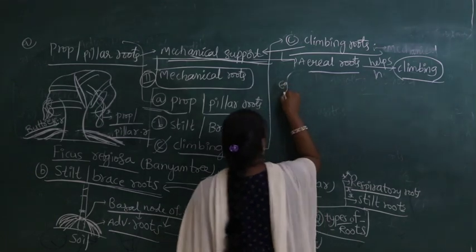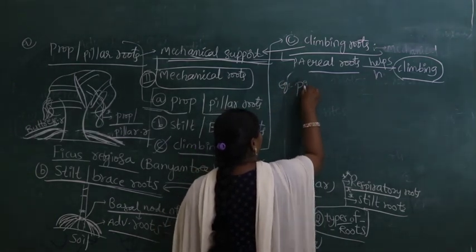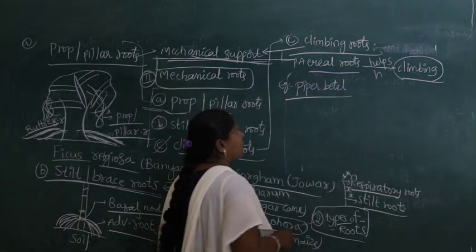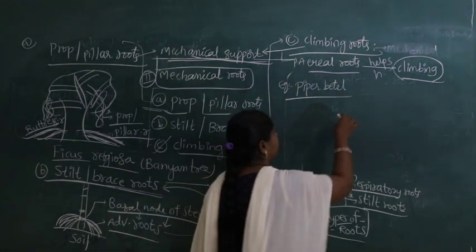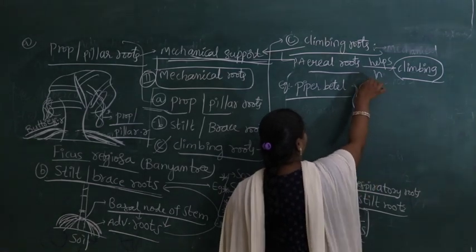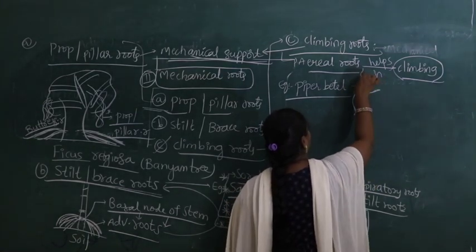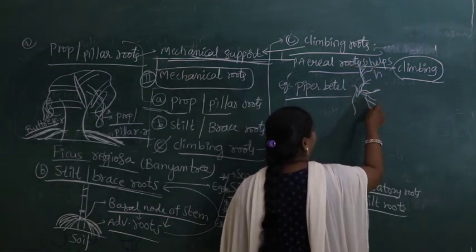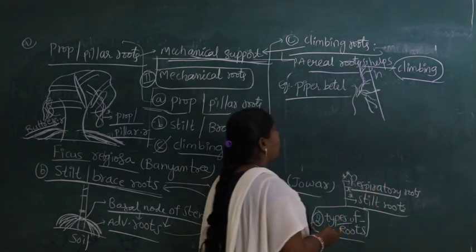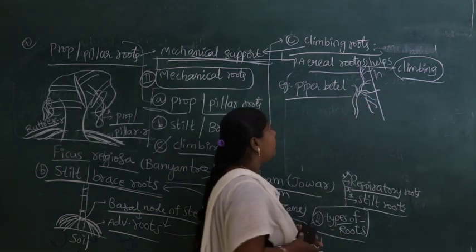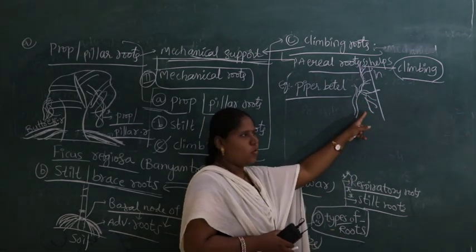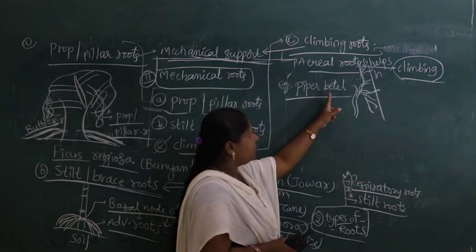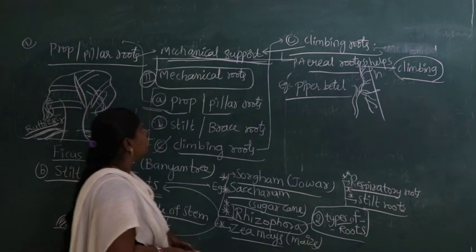So for this you can take example Piper betle. Okay, what is the example? Piper betle. So you can take, this is nothing but root hairs, they grow like this. So with the help of roots they climb on the wall. Right, with the help of roots they climb on the wall. They are called as what? Climbing roots. What is the example for that? Piper betle.